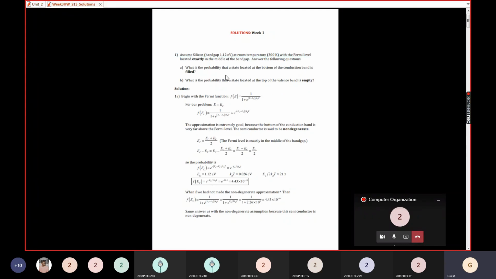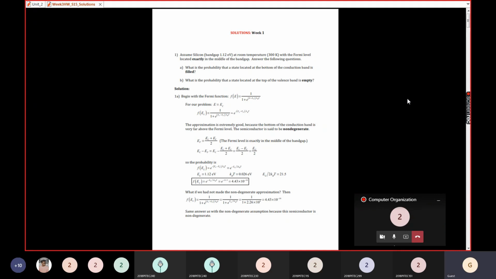See here, assume silicon band gap 1.12 electron volt. They have given the band gap clearly, EG, directly here. So there is no need for you to search anything. Directly you can apply the probability formula here. That's what they have represented here: 1 divided by 1 plus e power (E minus EF) divided by kB into T. Directly they have solved this problem.